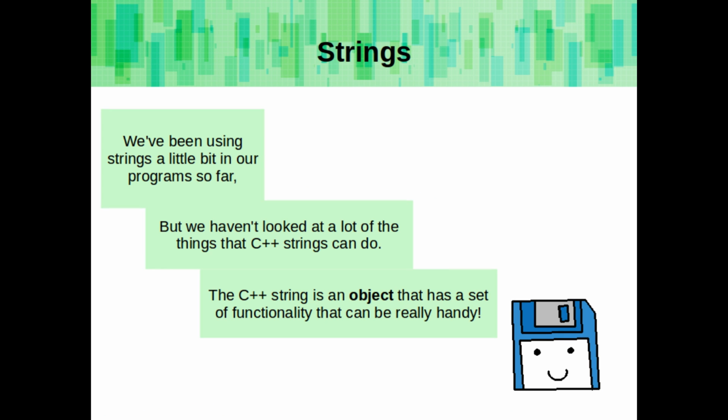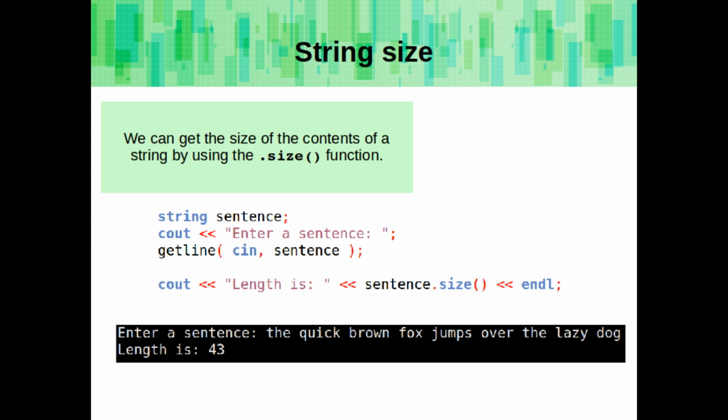We've been using strings a little bit in our program so far, but we haven't looked at a lot of the things that C++ strings can do. The C++ string is an object that has a set of functionality that can be really handy. We can get the size of the contents of a string by using the size function. It gives us the number of characters in our string, so this includes letters, numbers, symbols, and spaces.